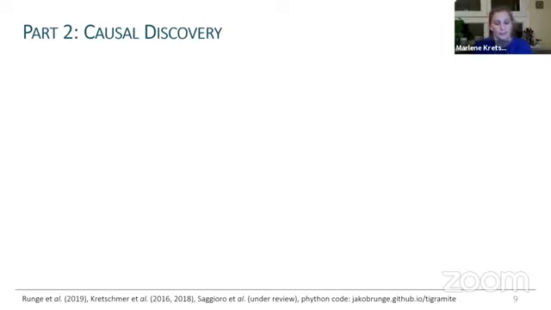Okay, so in the second part, I will now briefly talk about causal discovery. Because a typical criticism of causal inference is that it's very nice, but of course we need this causal model. But what if we don't have this model? This task is sometimes called causal discovery.